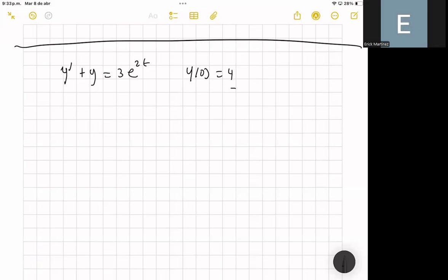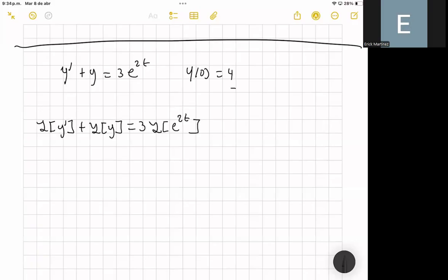So if you want to solve this differential equation using the Laplace transform, you need to apply the Laplace transform to all of the terms of this differential equation. So we can do that. We have the Laplace transform of y prime, plus the Laplace transform of y, should be equal to the Laplace transform, I will get out the 3, of e elevated to the 2 times t. And now we need to apply the Laplace transform to each term.